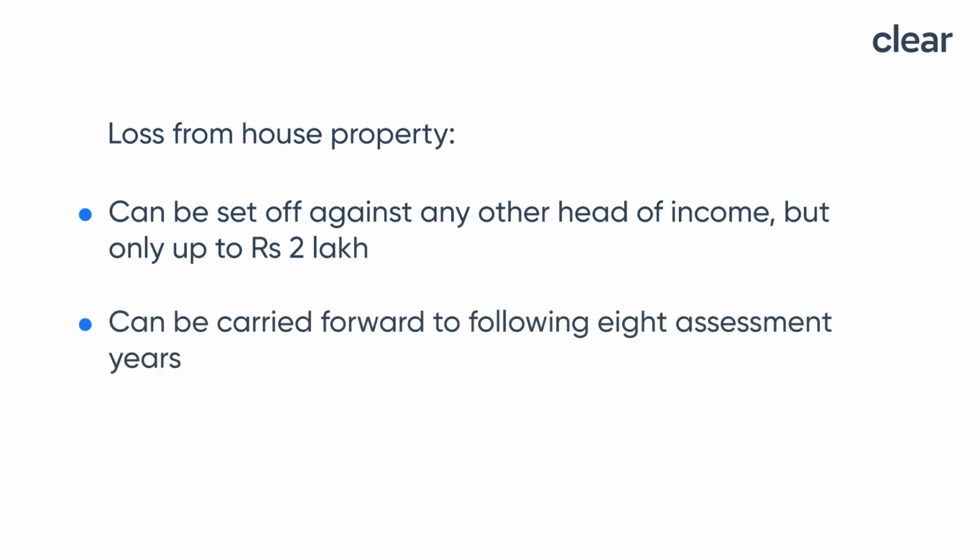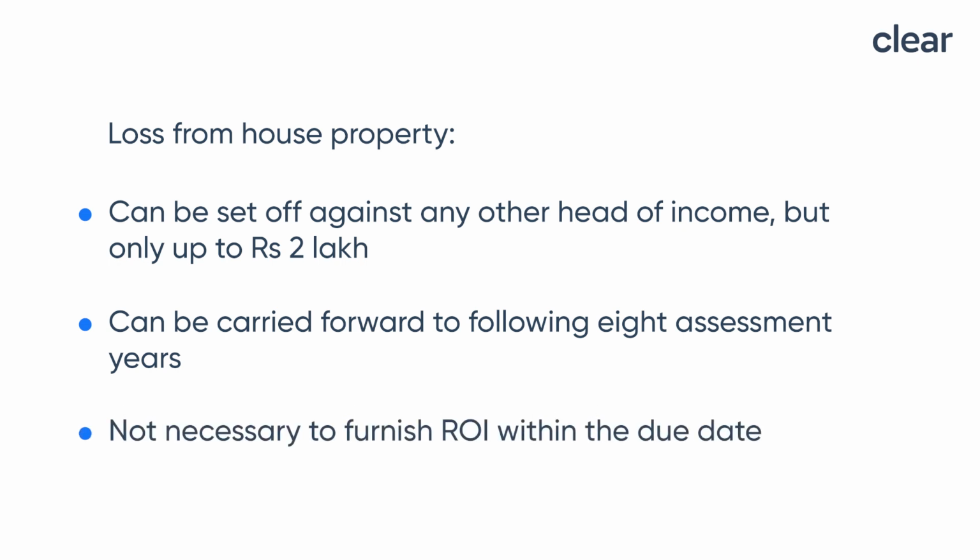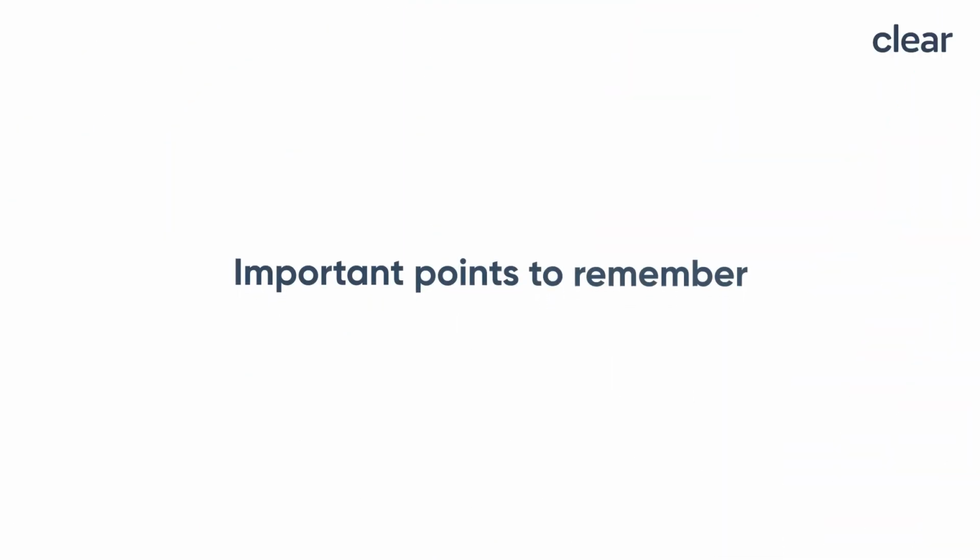If the loss is not completely set off, it can be carried forward to the following 8 assessment years, but in such case, it can only be set off against income from house property. It can also be carried forward to the following 8 assessment years even if the return of income or loss of the year in which the loss is incurred is not furnished on or before the due date of furnishing the return as prescribed in the Income Tax Act.